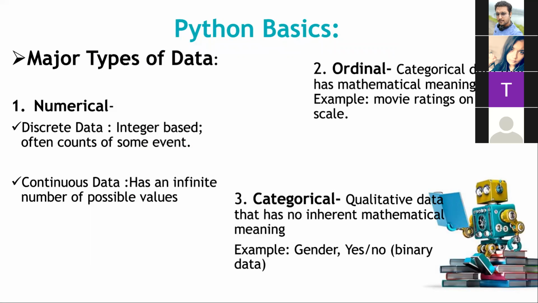Whereas continuous data would include the height of a person or the age of a person, which is constantly growing. It could be divided or reduced to finer and finer levels.